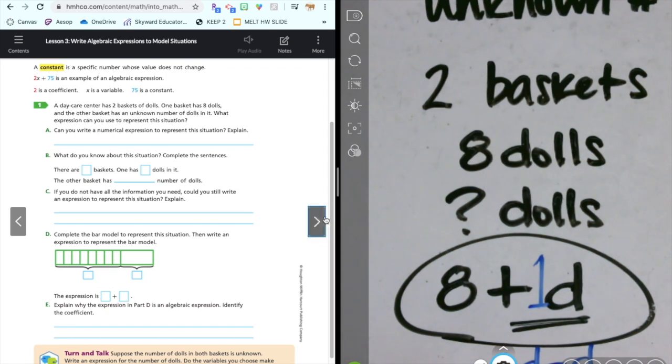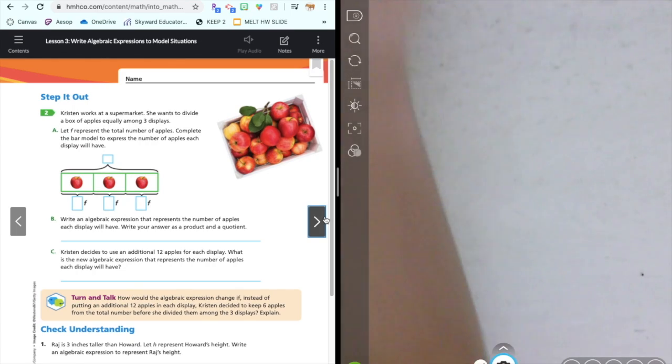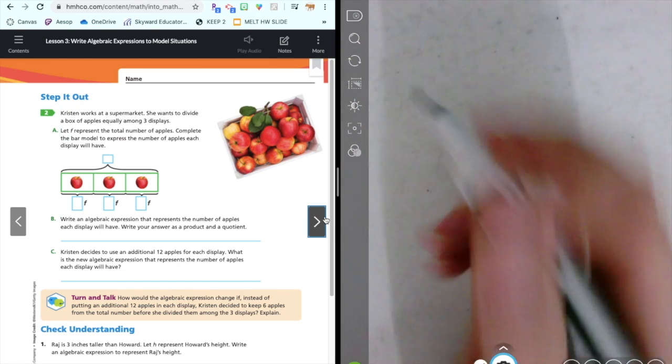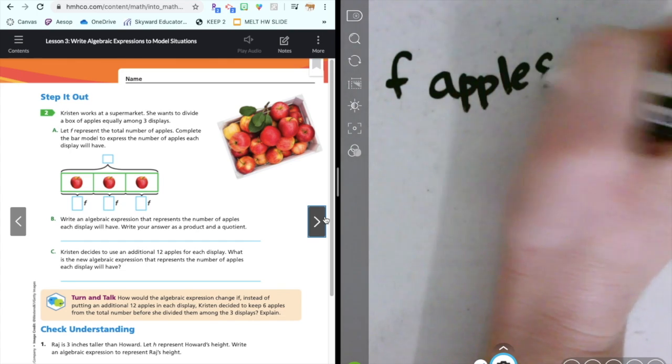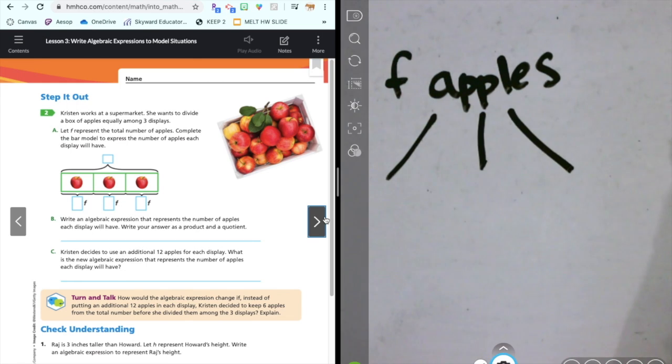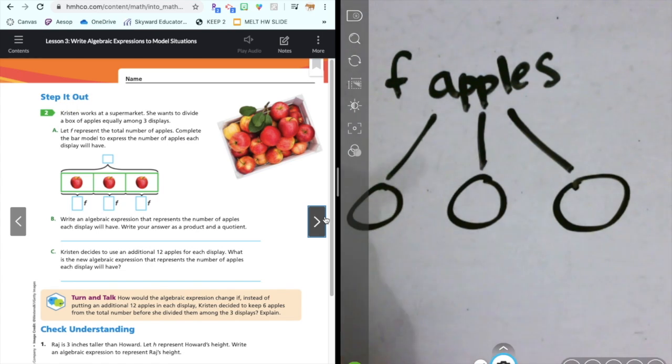All right, let's do one more here. All right, apples. Here we go. Kirsten works at a supermarket. She wants to divide a box of apples equally among 3 displays. All right, so we know that she has F apples, and she's sharing them in the 3 displays. Okay, so that's kind of what they're doing with their bar diagram there. And there's going to be apples here, and apples here. But we don't know how many apples are going to be in each one of those. But we do because we are super smart 6th graders.